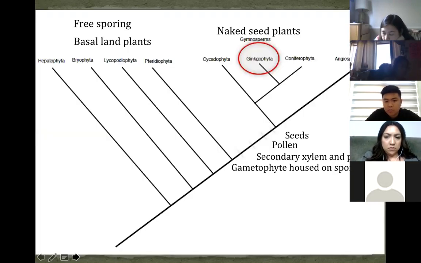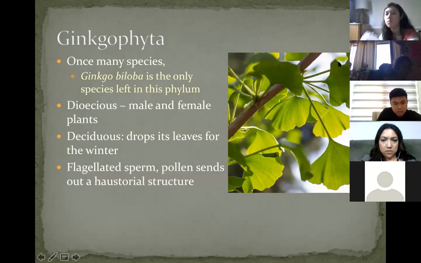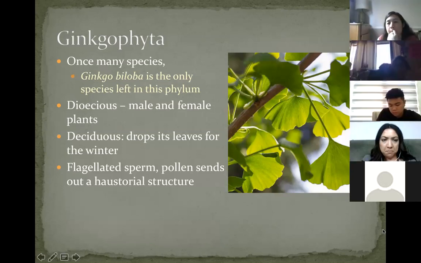Okay, so now we're going to move on to the ginkgos. There is only one species left in this entire phylum. Everything else is extinct, gone. Some of you are probably familiar with Ginkgo biloba because I know that people use this as a diet supplement. I think it helps with digestion. I'm not 100% sure, but I know that people use it as a supplement.